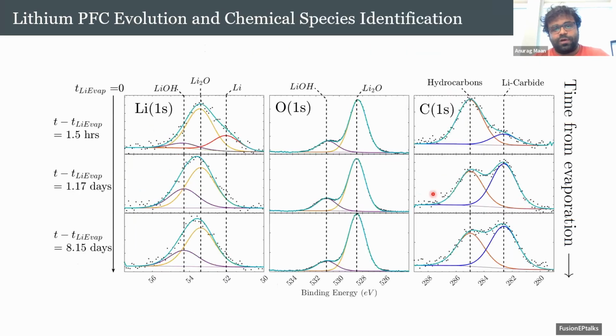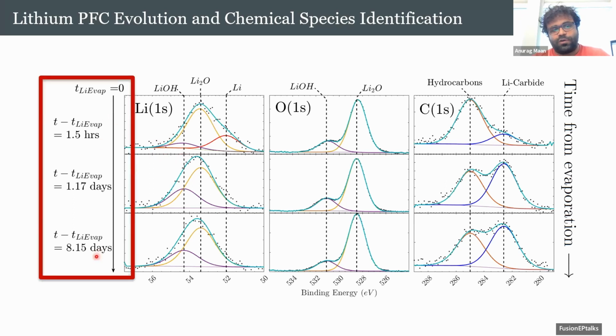But that's not good enough. Because we had high resolution, we could go ahead and identify what these surface species were. So a lot going on here, and I'll walk you through this one step at a time. The first thing to notice is these are arranged in time from lithium evaporation. So the first row is 1.5 hours after lithium evaporation. The second row is about a day after, and the third row is about a week.